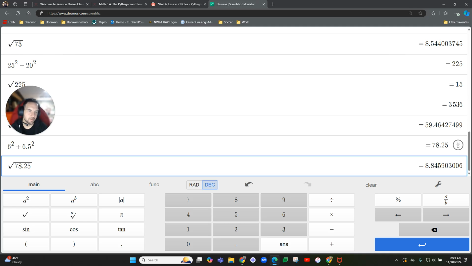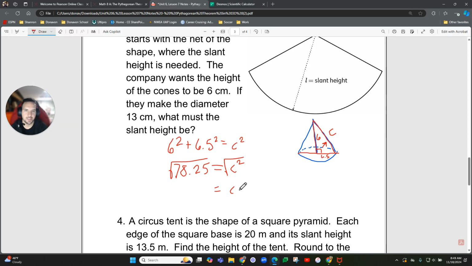Now, if this were a company making something that was important to make, and how precise they were was important, then they'd probably round way back here. But for our sake, we're not a company making something, so we'll round to the nearest hundredth. They didn't tell us where to round to, so we'll say 8.85 centimeters. And that is our slant height.